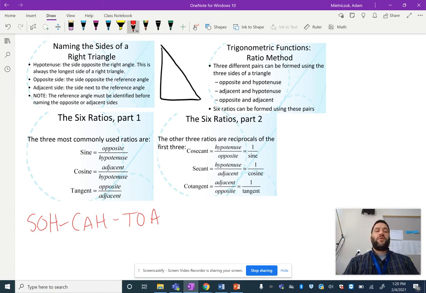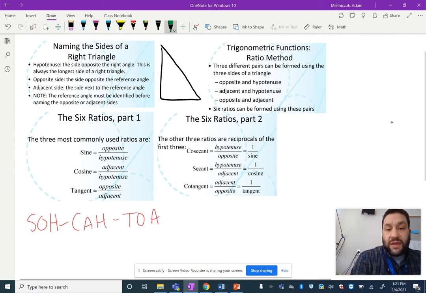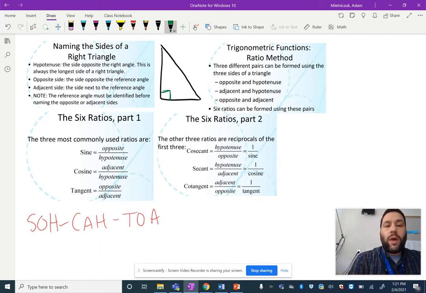So, the first thing you want to make sure we know how to do is how to name the sides of a right triangle. Now, in the bottom left in this triangle is your right angle, and that's denoted with this green symbol I just put in. Always across from the right angle is going to be your hypotenuse every single time. It's always going to be the slanted one across from the right angle.